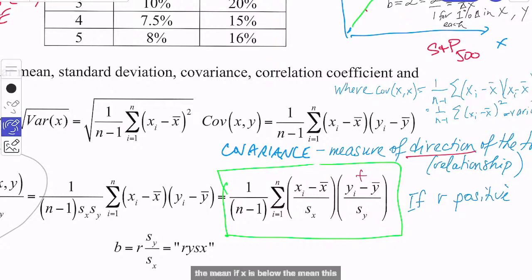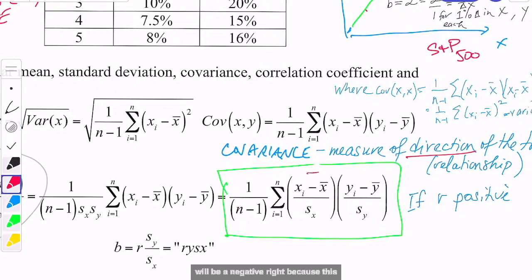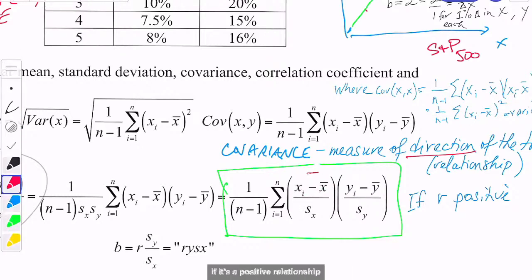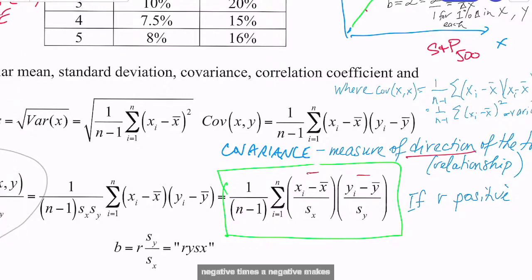So what about if it's below the mean? If X is below the mean, this will be a negative, right? Because this value will be below the mean. It's a smaller value than X bar, so this is a negative. And then Y would also be below the mean if it's a positive relationship. So this would also be negative. But a negative times a negative makes a positive. So you continue to add positives to positives, and that's what makes R positive.